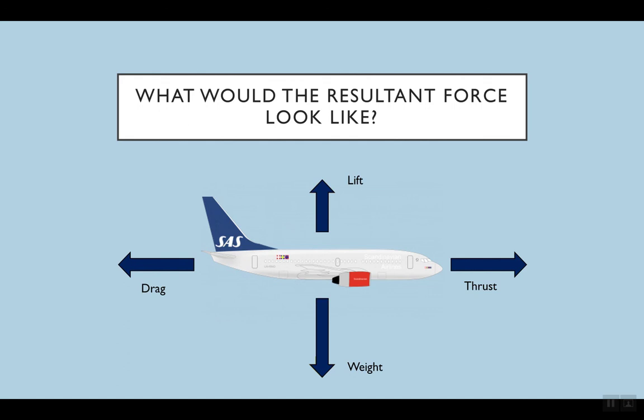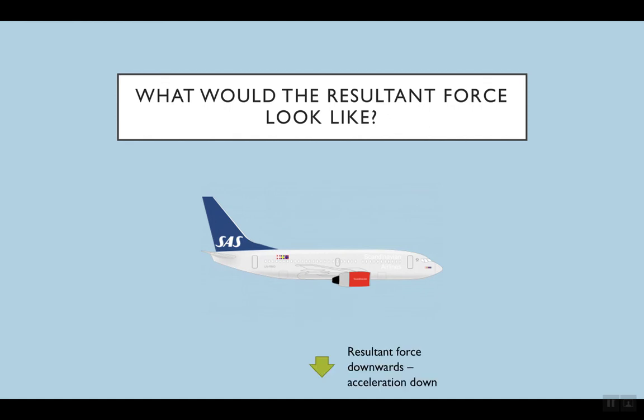Now, what happens if the lift is smaller than the weight, but the thrust and the drag are the same? Then you can see that those two there would cancel each other out. The resultant force would be down, it would start to accelerate downwards.